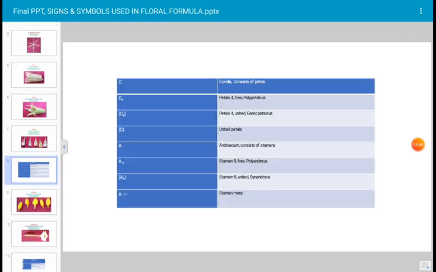Capital C is written to represent the corolla, and the corolla consists of petals. If the flower has 4 petals, then in front of capital C you have to write 4.